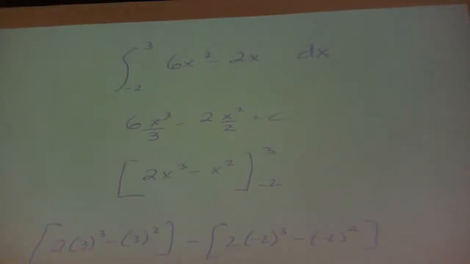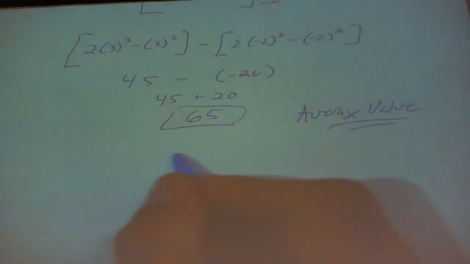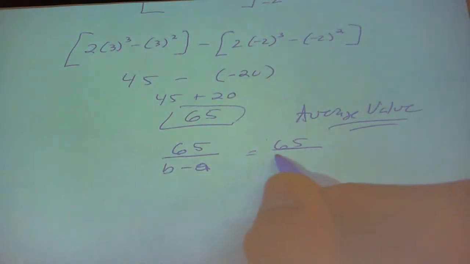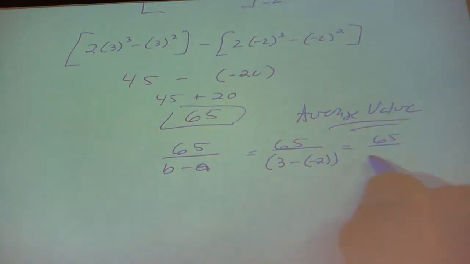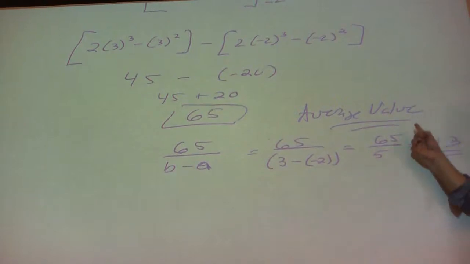Okay? If I was going to add that this was average value, I would take that answer divided by b minus a. So 65 over, what's b? 3 minus a, -2. That would be 65 over 5. And 65 divided by 5 is what? 13. Okay? So if I added average value, you would divide by 5.